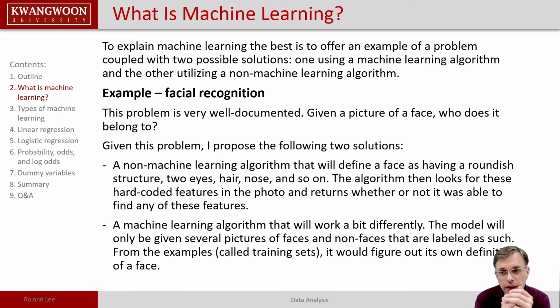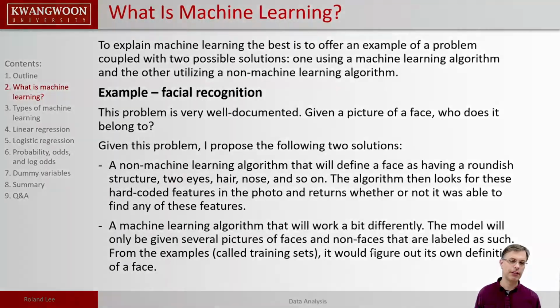The machine learning will work differently. The model will only be given several pictures of faces and not faces that are labeled as such. So from the examples, let's call them training sets, it would figure out by its own definition, actually.